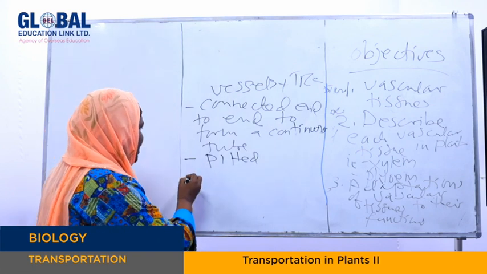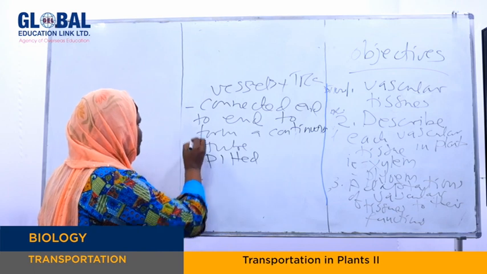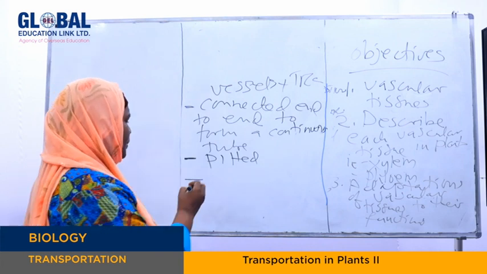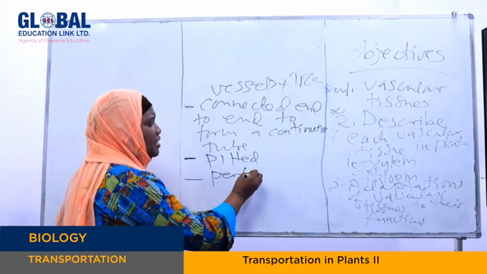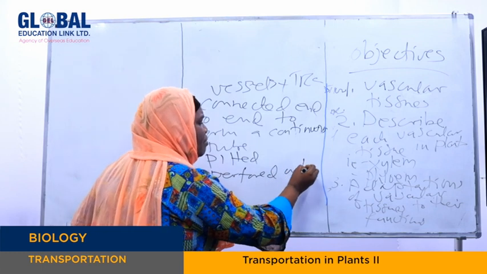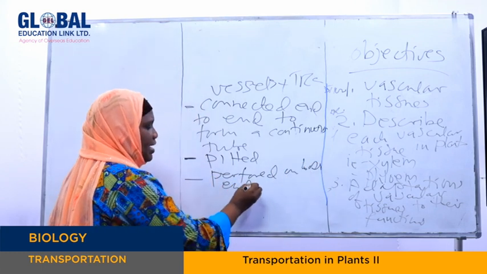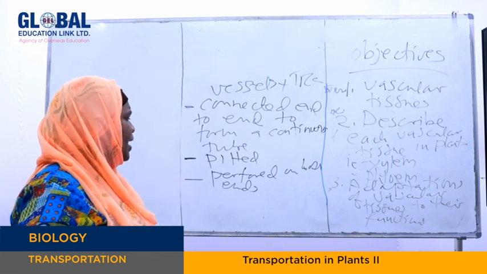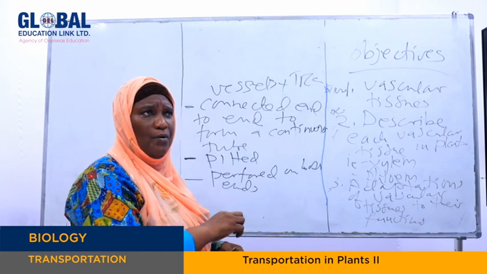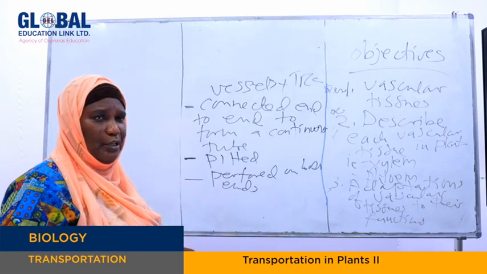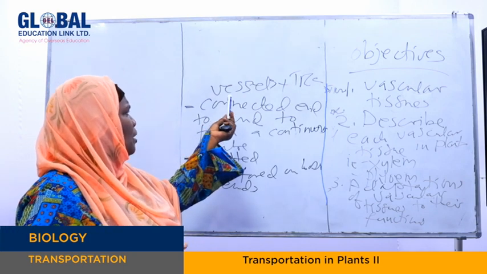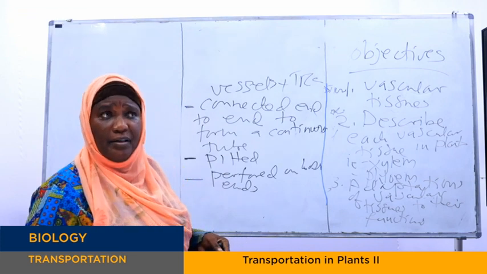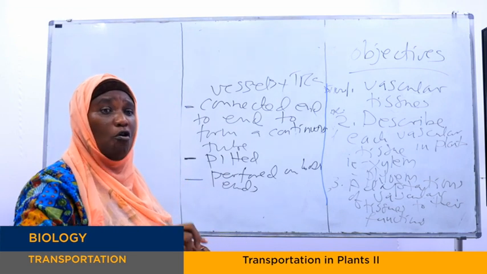Then you may check for the case of vessels. We said that vessels are perforated on both ends. Why perforated? In order to make a continuous flow of water without any obstructions. But even in tracheids, which are not perforated, they have what? They have pits there, which allow water to move smoothly.